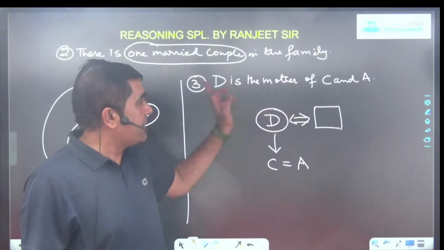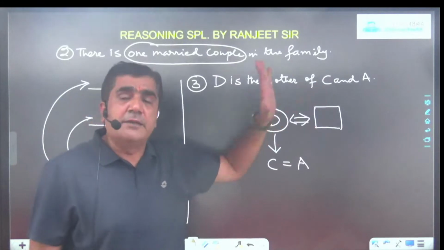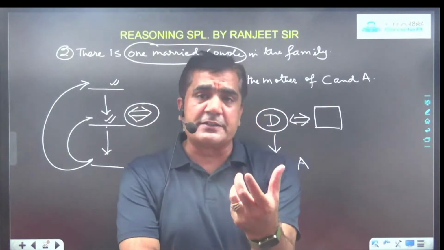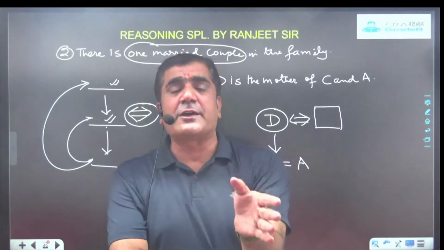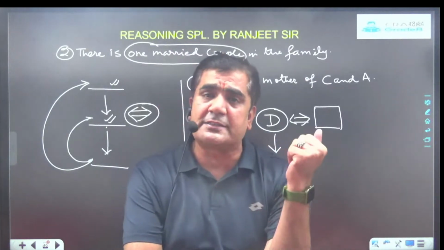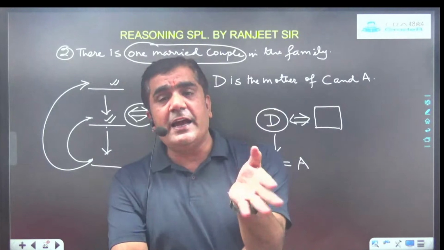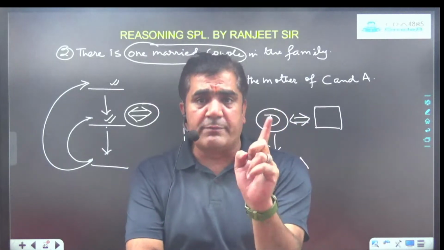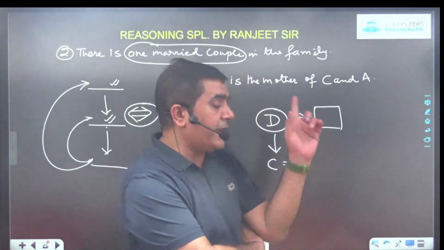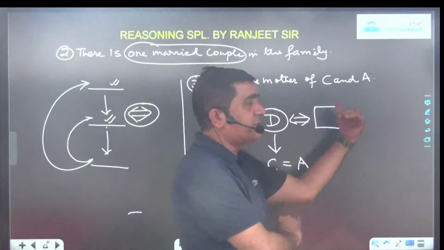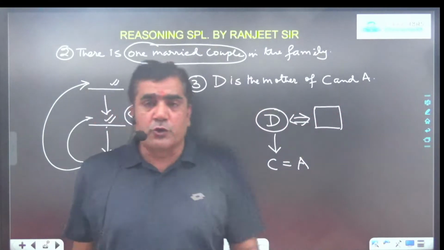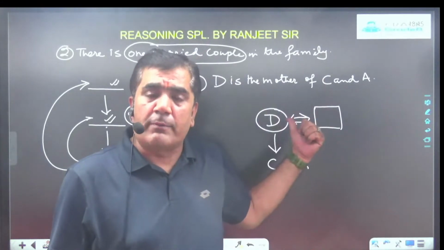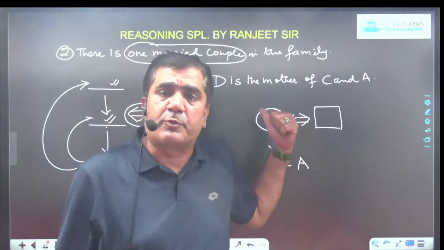See, here they are saying D is the mother of C and A. Means what? C and A are the children of D. They can be either sons or daughters. I can't say. But since C and A are the children of D, it means D must be married. This can be easily concluded from my given statement. So these things must be kept in mind while solving problems based on family tree plus profession.